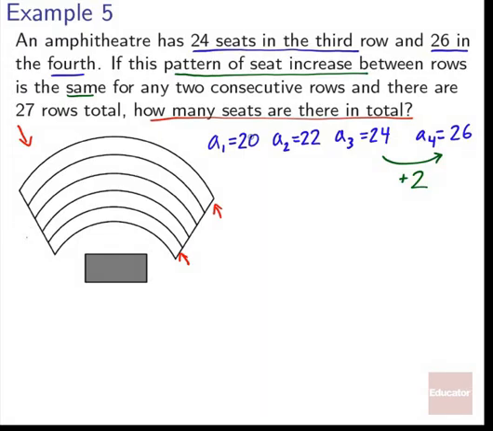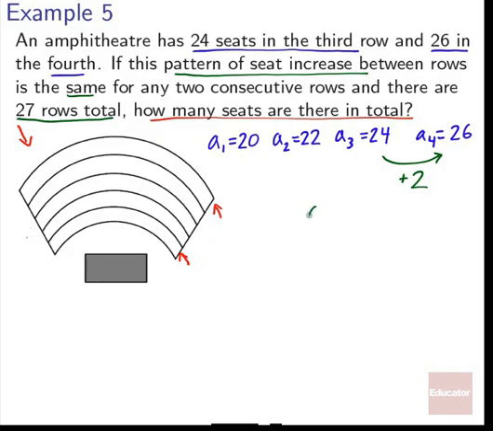What we're really looking to do is take a finite arithmetic series. We are looking to figure out what is the 27th partial sum, because what we want to do is add the number of seats in the first, second, third, fourth, and so on, up until the 27th row, and we'll be able to figure out all of those. So we need to use the formula we figured out: we need to know how many seats there are in the first row, how many seats there are in the last row, and the total number of rows.